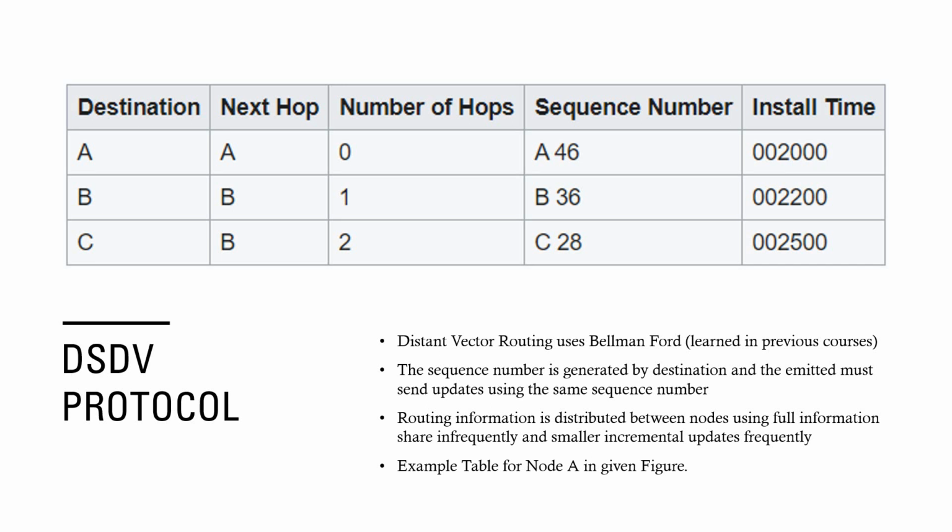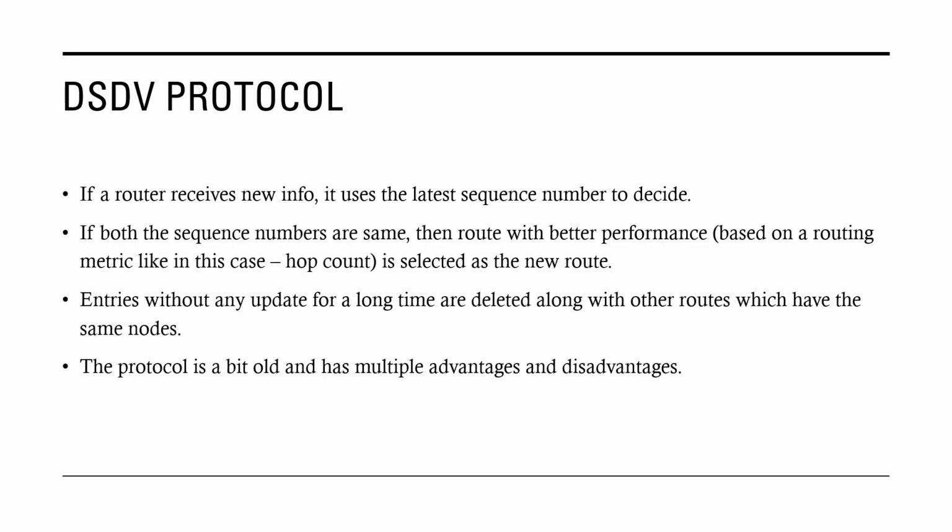And routing information is distributed between nodes using full information, but that is done very infrequently. That means it is not done regularly, because sending the full information is not necessary all the time, and smaller incremental updates are done frequently. Okay, so these are the two ways information is forwarded to other nodes.